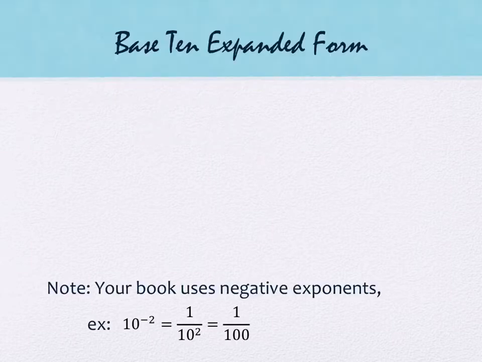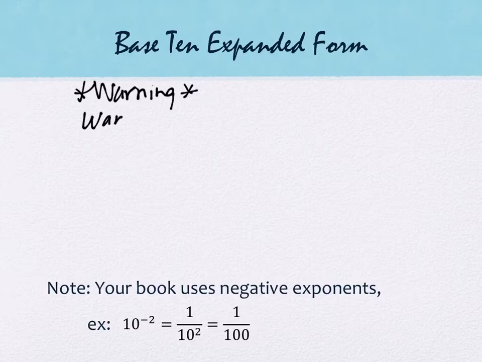So we're going to shift gears a little bit to talk about some visuals. We're going to talk about base 10 expanded form, and I do this a little bit differently than your book. So this is like your warning. I don't want you to use the notation of the book. I want you to do it this way. And I'll explain why so that you can get some sense of why I'm doing it.